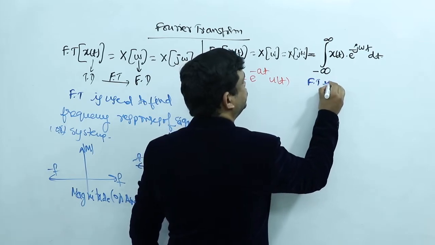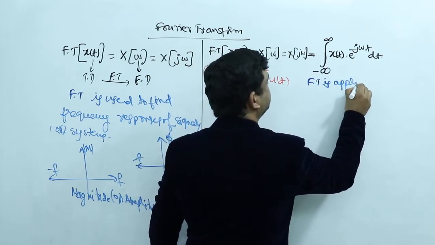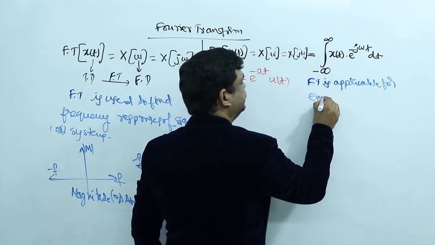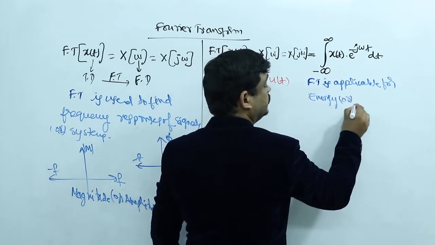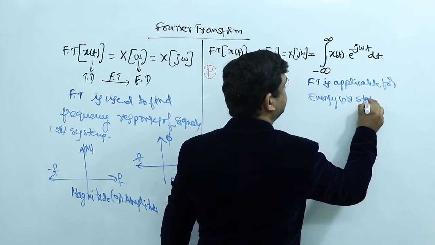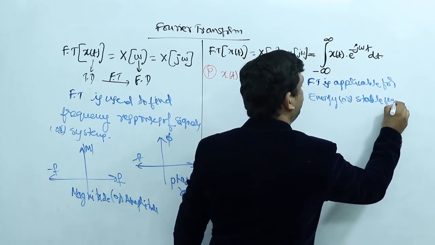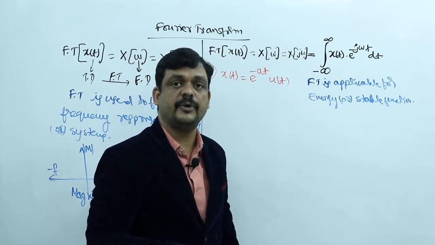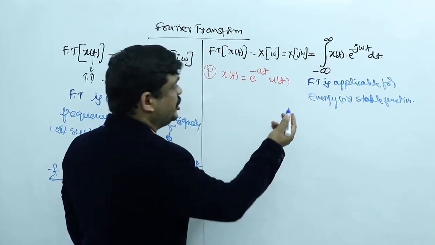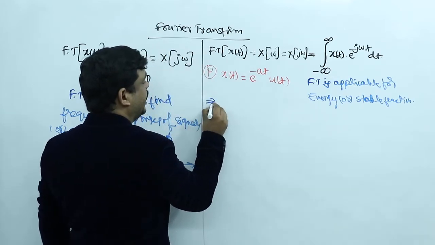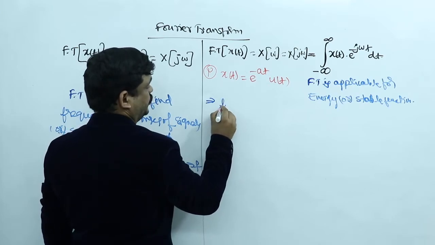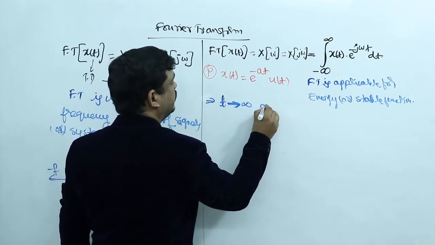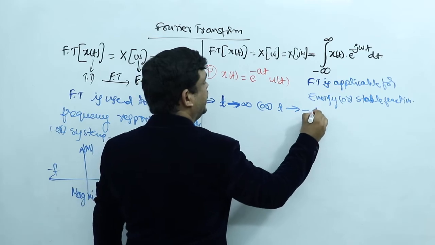Fourier transform is applicable for energy or stable signals, energy or stable functions. It is not applicable for non-energy signals and unstable functions, right? And to find the energy or stable function, here we have to apply limit t tends to infinity or t tends to minus infinity.